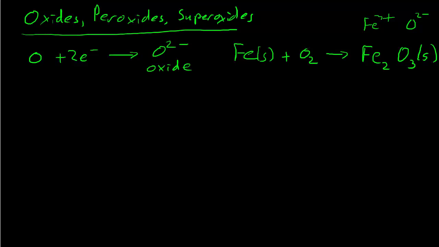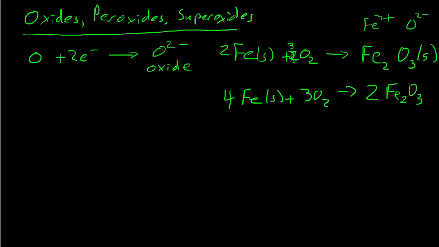We need 2 irons, and then we're going to need 3 oxygens over here, so one way to do that is have 3/2 of a mole of oxygen. 3/2 mole, right? So 3/2 times 2 gives me 3. Or if you wanted to balance this reaction in terms of whole numbers, we would need 4 irons, 3 oxygens, and we'd be making 2 iron oxides. So that shows the formation of an oxide.